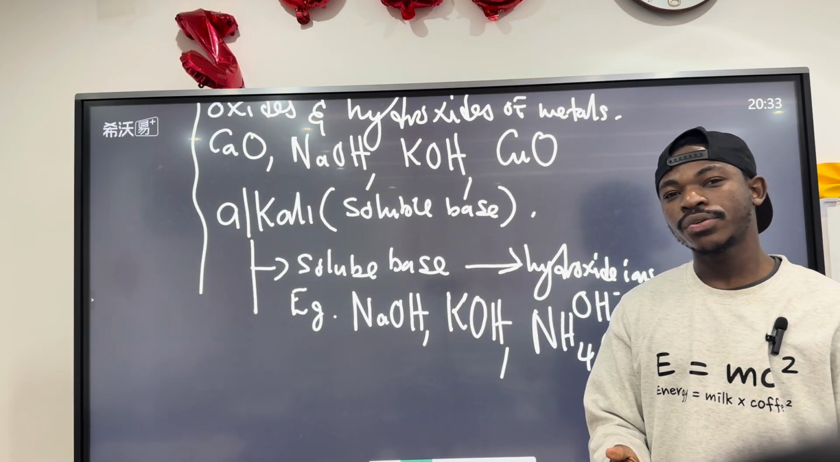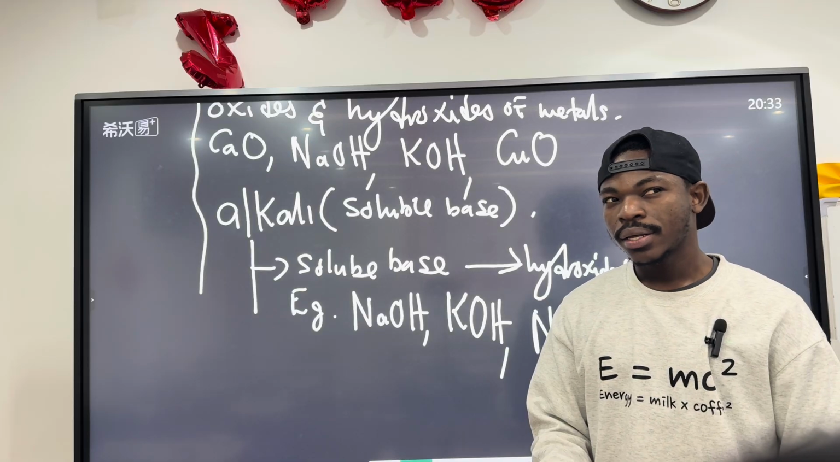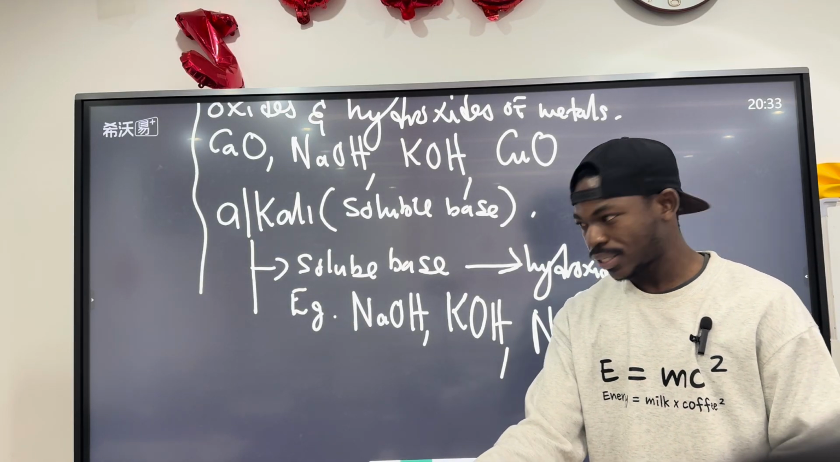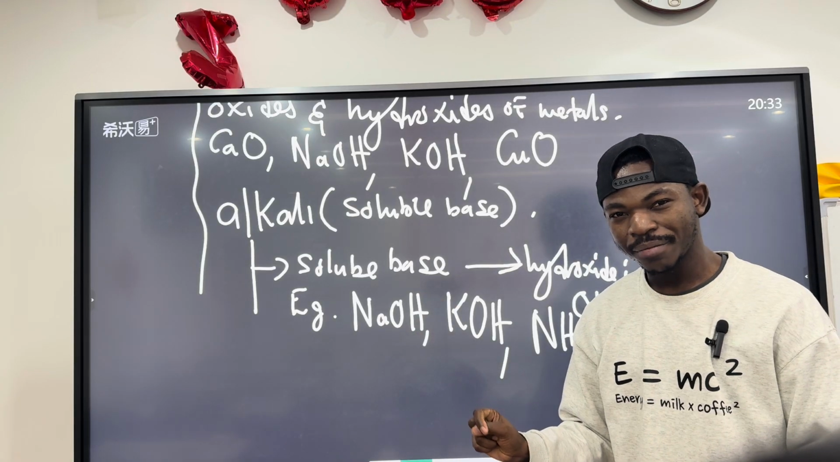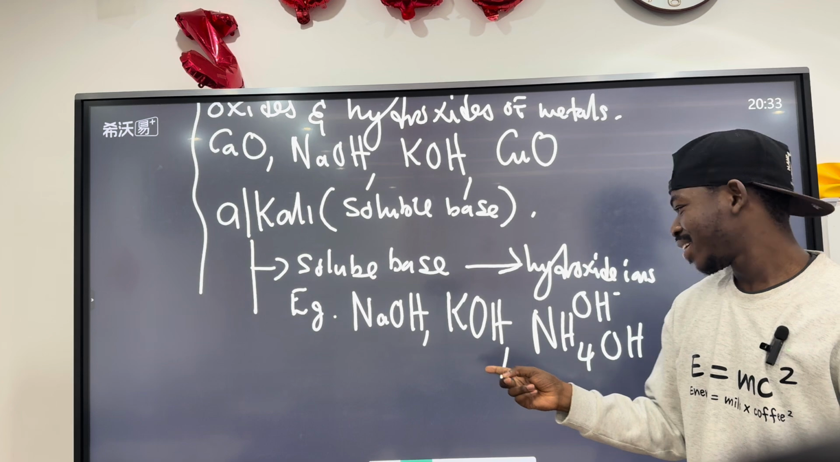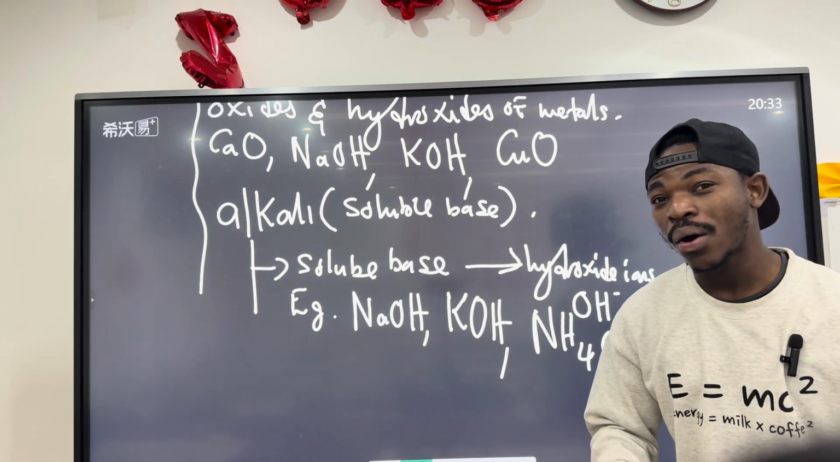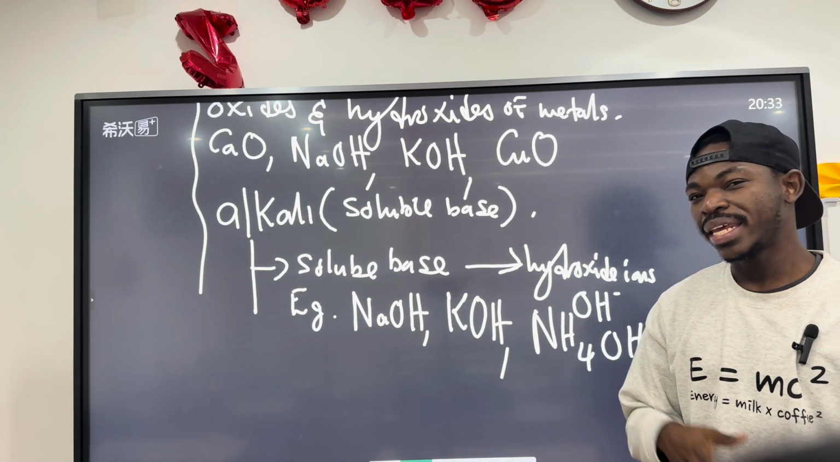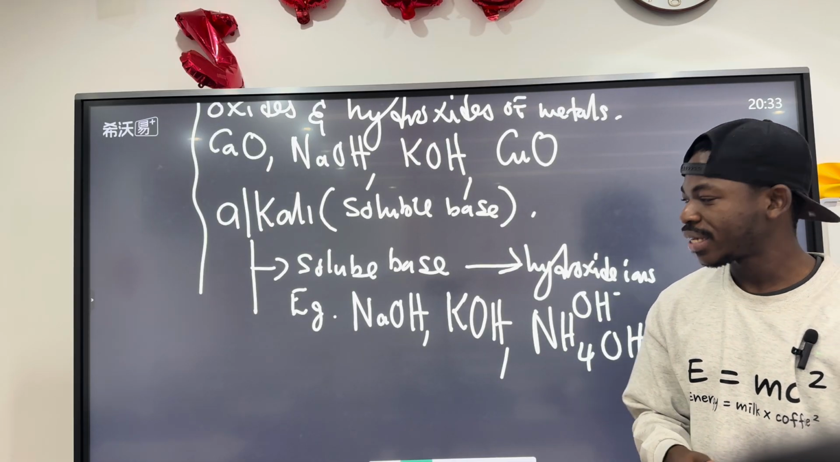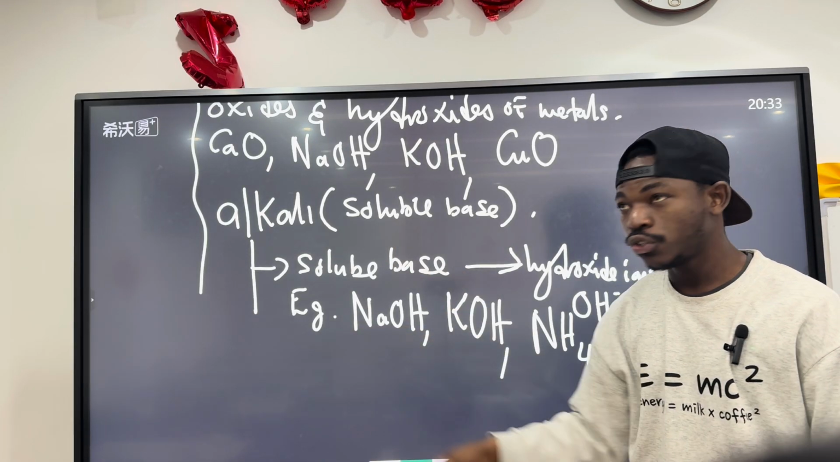So if we ask you, what is a strong alkali? A strong alkali is simply an alkali that completely ionizes to form these hydroxide ions. A good example: sodium hydroxide, potassium hydroxide. Of course, ammonium hydroxide is not a strong alkali; it's a weak alkali, meaning it does not completely ionize to form the hydroxide ions. So that is what I want you to understand.